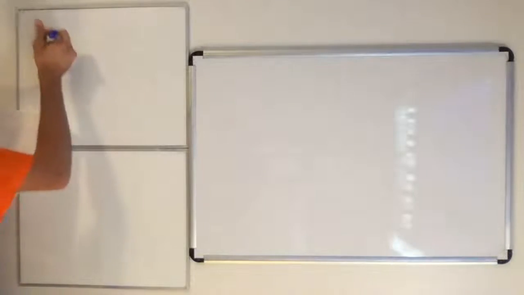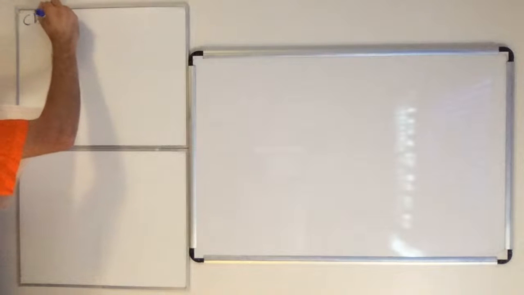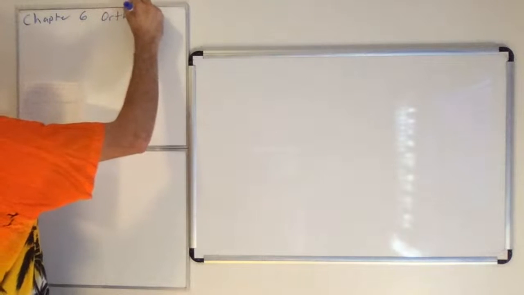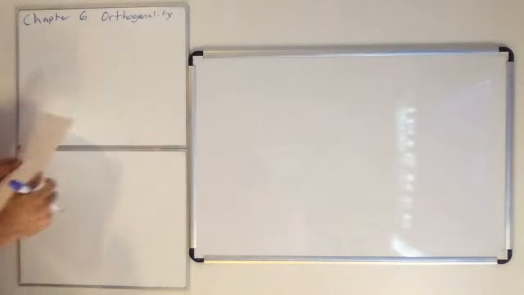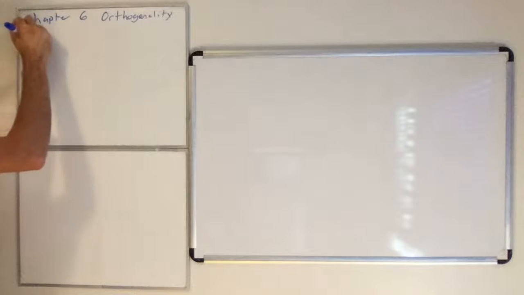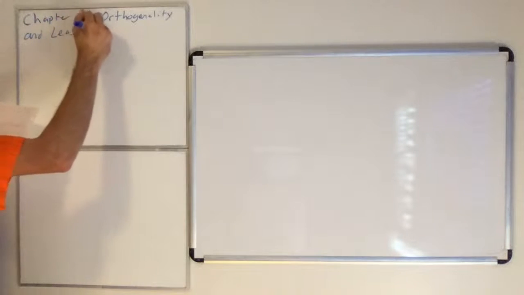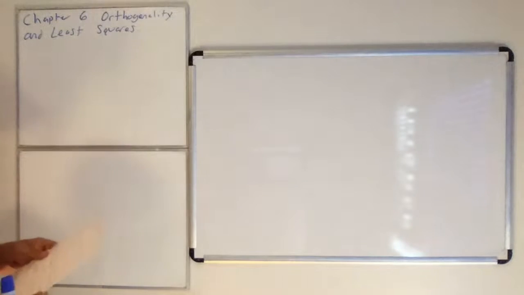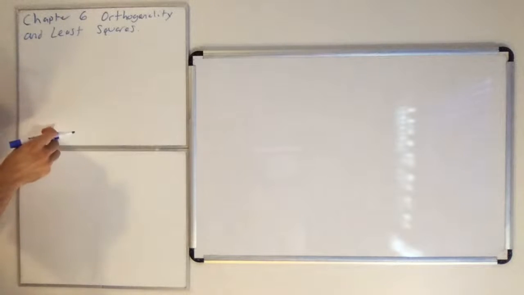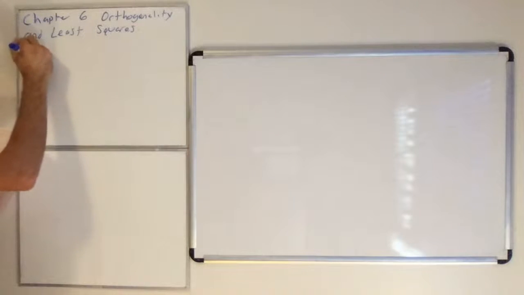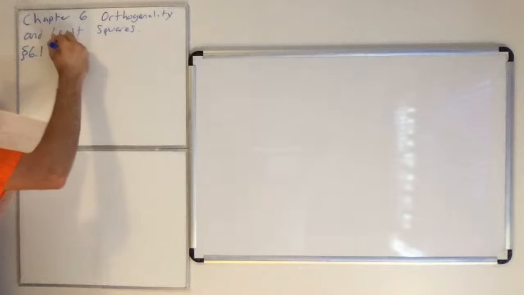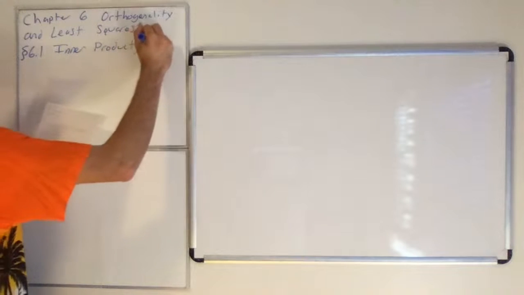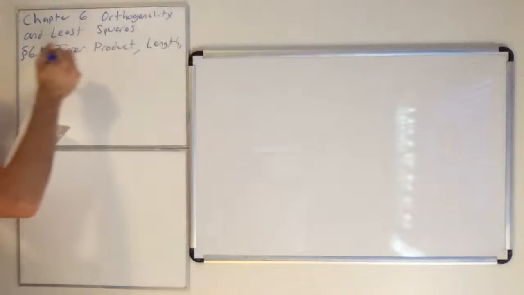All right, so this is chapter 6, which is orthogonality and least squares. Okay, and so we're going to start with section 6.1, which is the inner product, length and orthogonality.